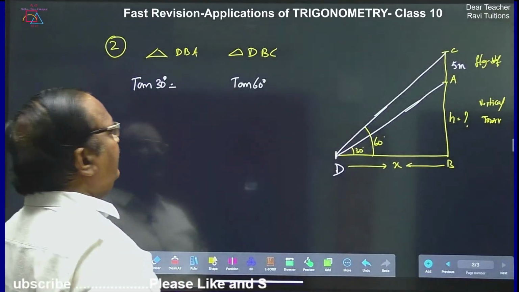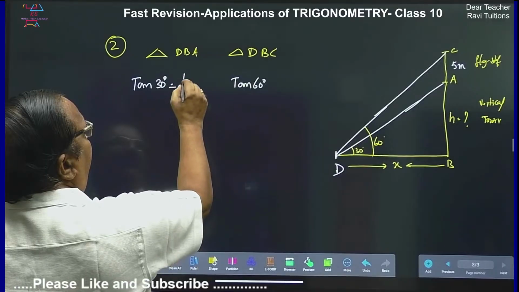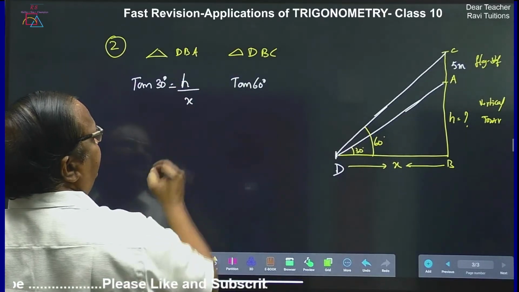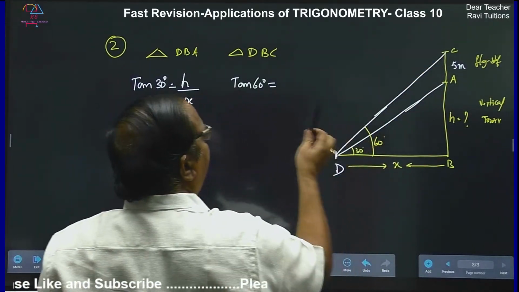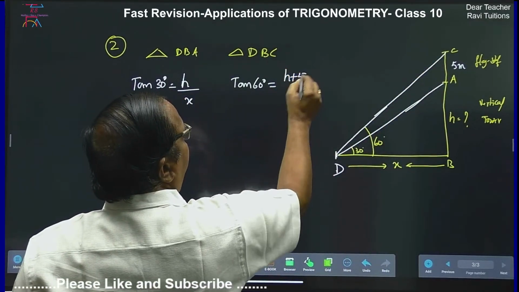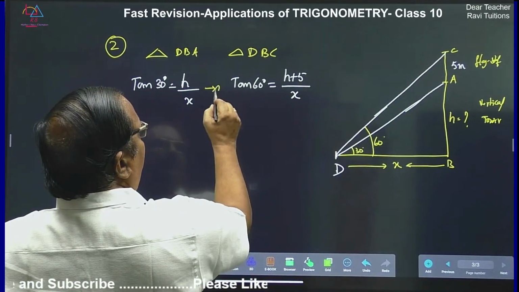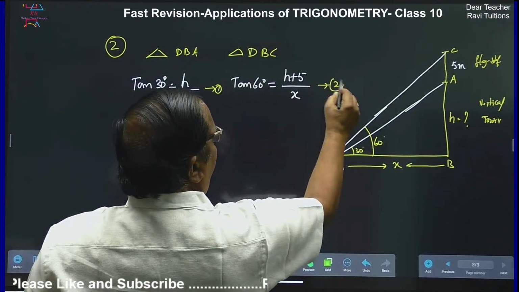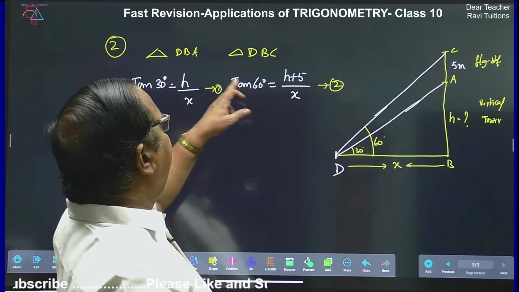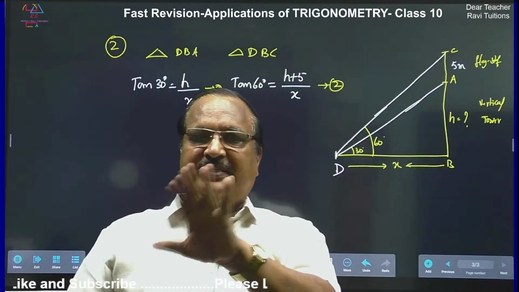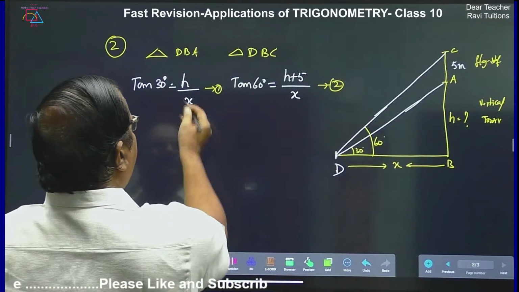Okay, consider DBA, 30 degrees: the opposite side is AB, that means h, by the adjacent side x. In this, for 60 degrees, the opposite side is CB, that means h plus 5, by x. If you are able to write these two properly, you will definitely get the answer. I told you, you have to remember tan 30 degrees, tan 60 degrees. In the beginning only, these three values for 30, 45, 60 you should memorize. Now, let us put the values here.